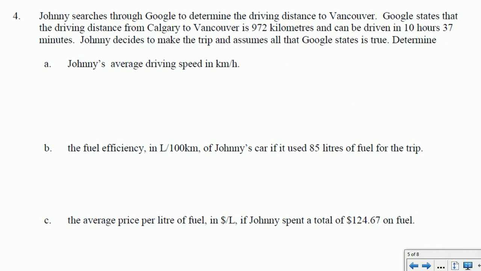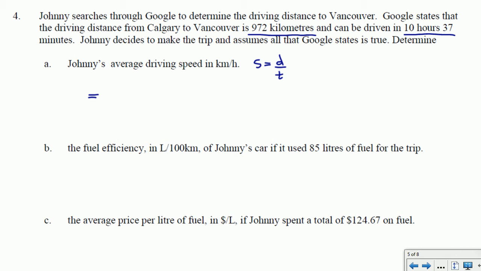For question number 4, Johnny searches through Google to determine the driving distance to Vancouver. Google states that the driving distance from Calgary to Vancouver is 972 kilometers and can be driven in 10 hours 37 minutes. He decides to make the trip and assumes all that Google states is true. So first we need to determine his average driving speed in kilometers per hour. So speed is given by distance over time, and we have a distance of 972 kilometers. And we also have a time of 10 hours 37 minutes.